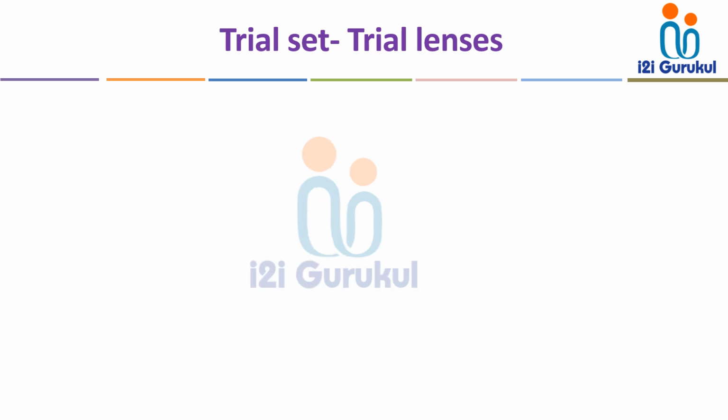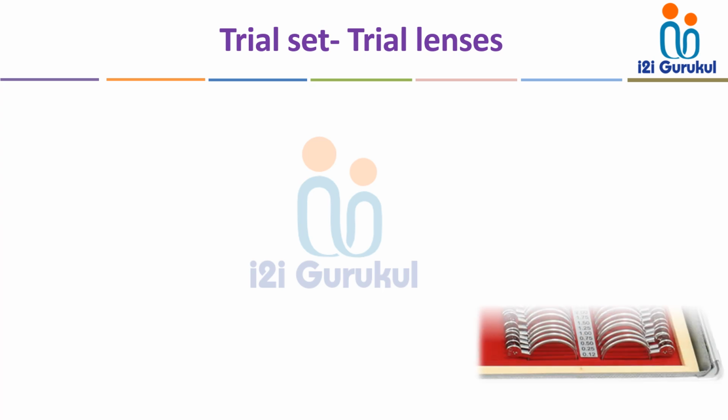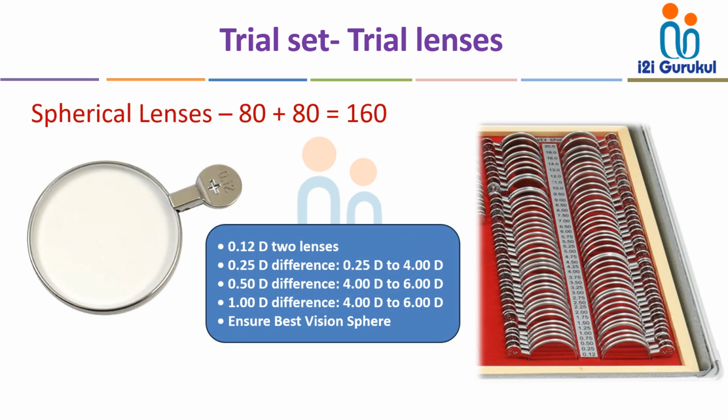Coming to the next point, trial lenses. As I mentioned in the earlier slide, the spherical lenses are 116 in number. Spherical trial lenses are also called spheres. They can be either plus or minus lenses.